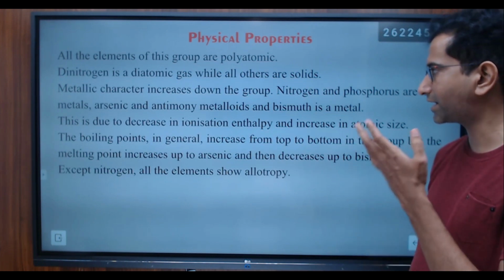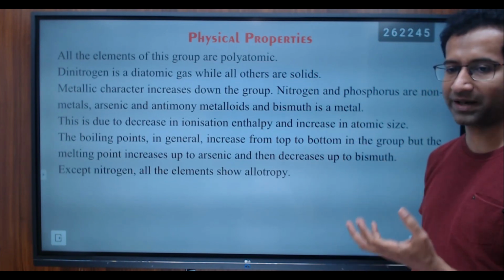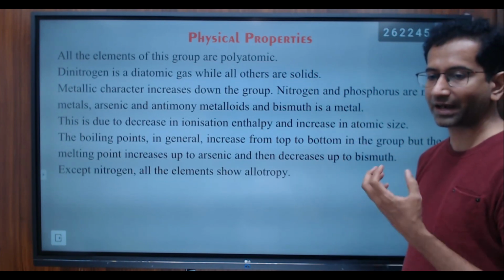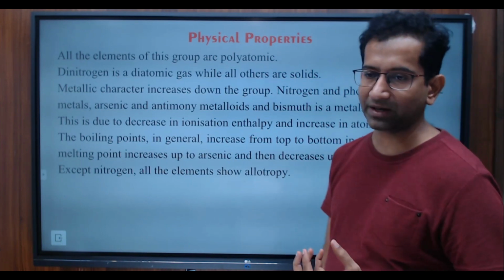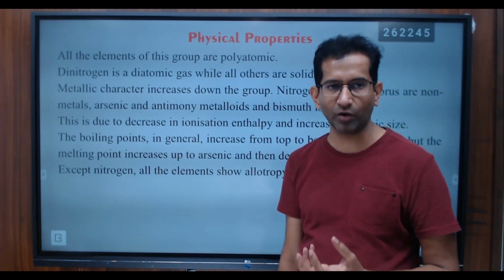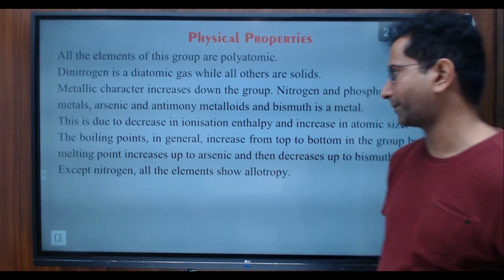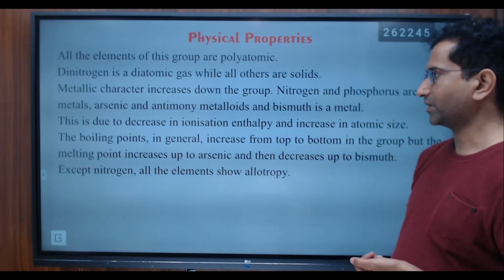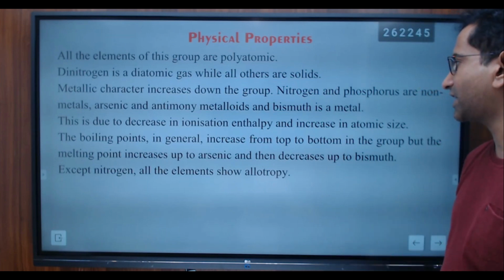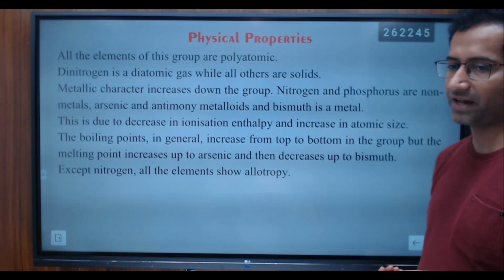Metallic character increases down the group, or you can say non-metallic character decreases, because nitrogen and phosphorus are non-metallic, arsenic and antimony are metalloids, and at the bottom bismuth is metallic in nature. This is due to decrease in ionization energy and increasing atomic size.